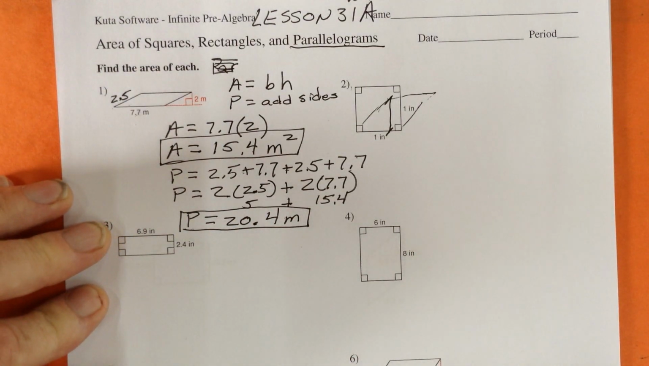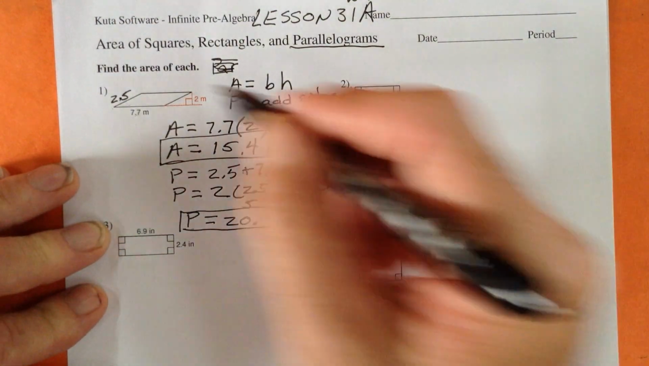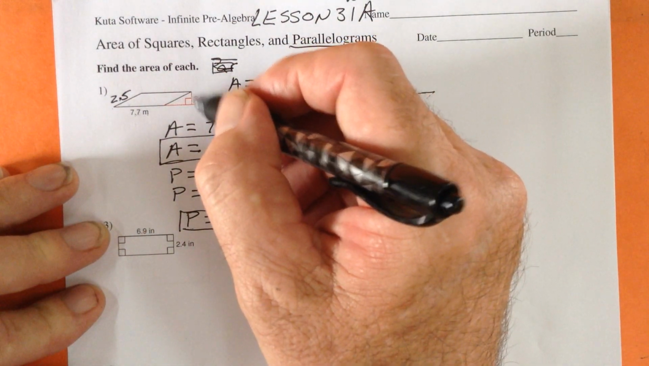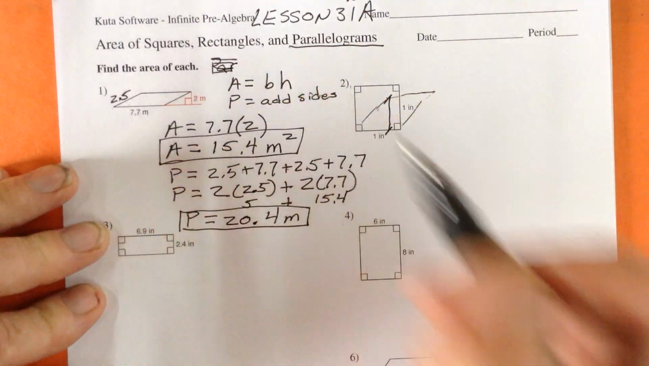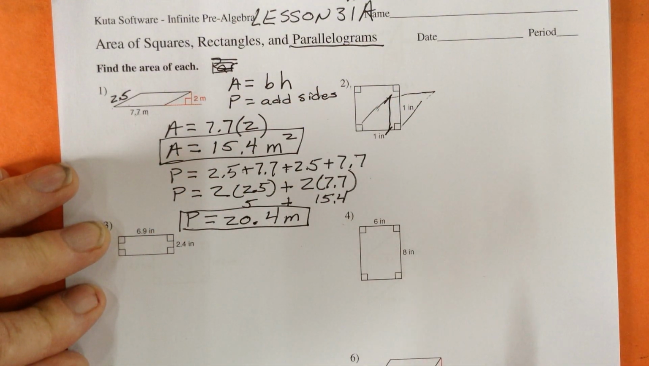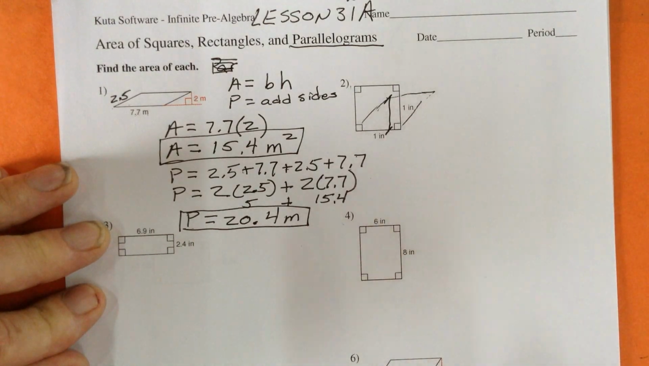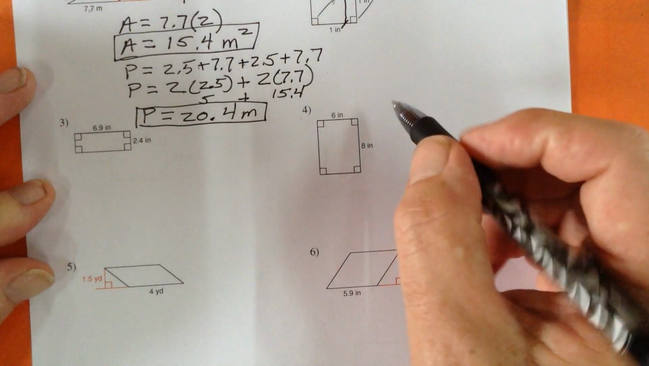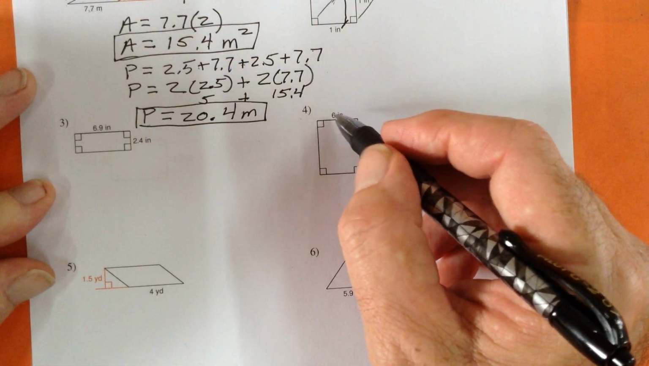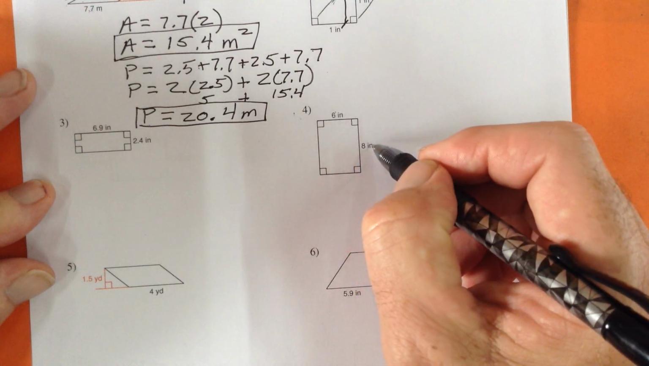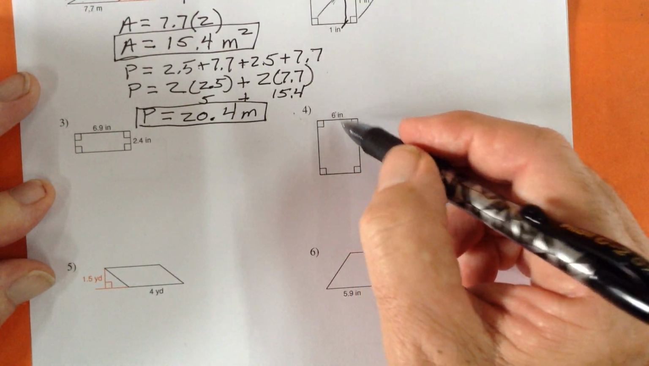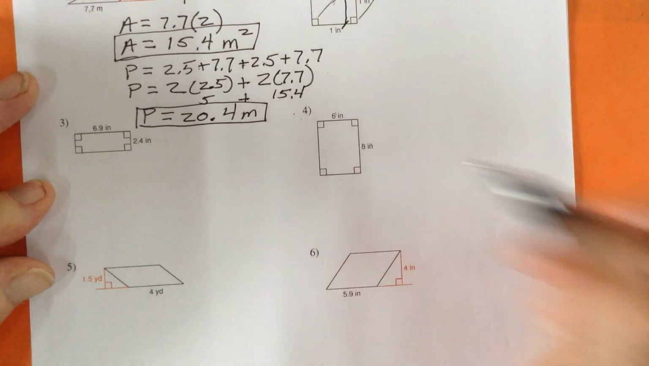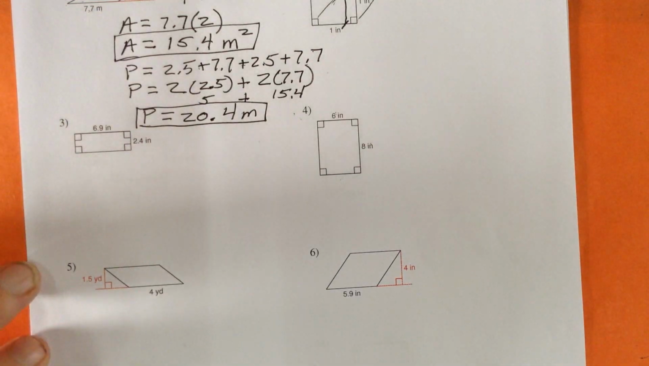So it's just like the rectangle and square. The difference is here you're using the height, not the length of this slanted line. That's the part you need to remember. Just like numbers 2, 3, 4, they're squares and rectangles. To find the area for number 4, you go 6 times 8. To find the perimeter, you go 6 plus 6 plus 8 plus 8, or 2 times 6 plus 2 times 8. Those were in the last video.